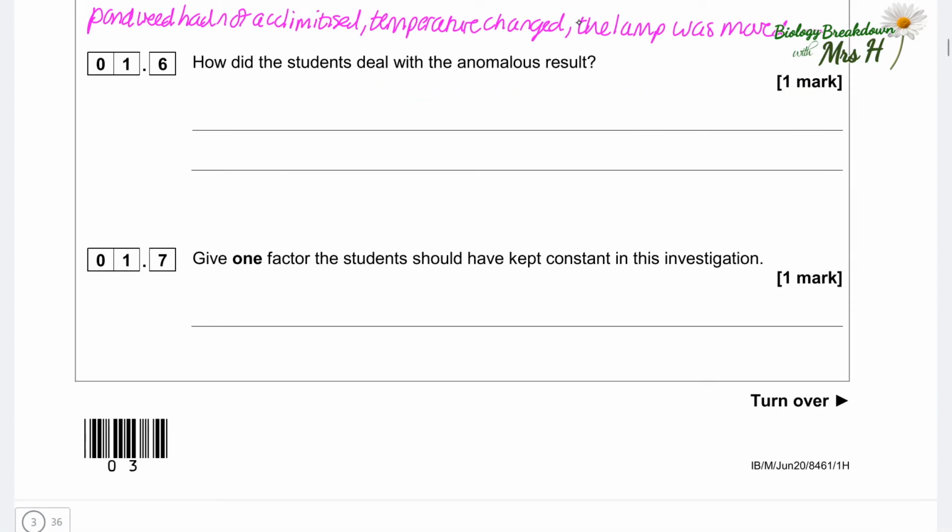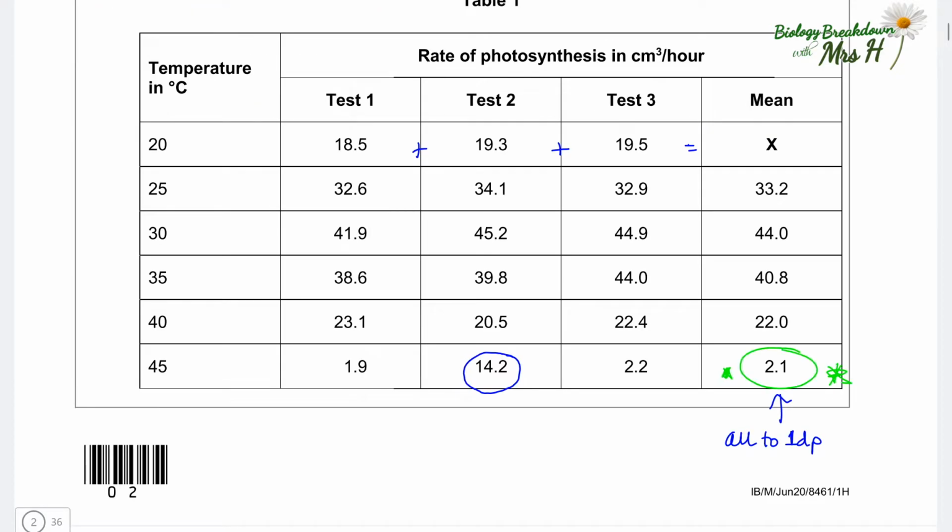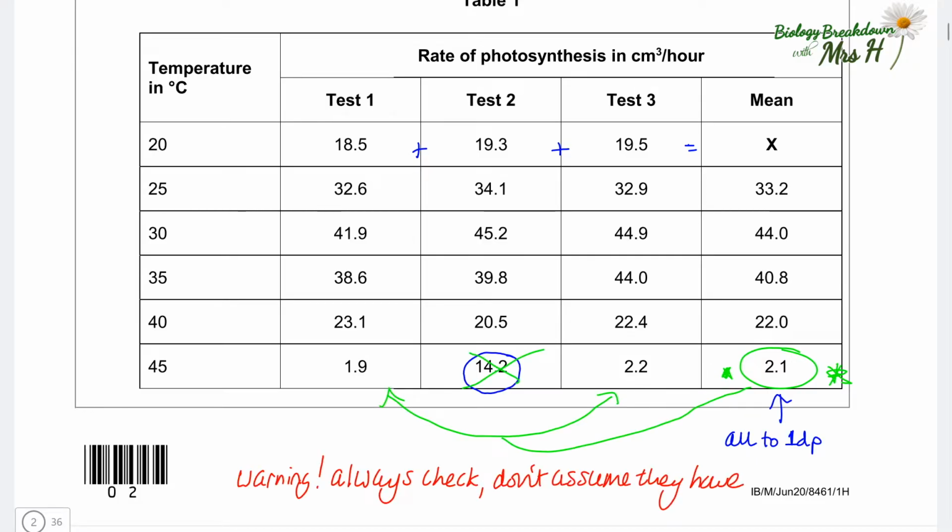How did the students deal with the anomalous result? You need to check the data, but in this case they have discarded it, which is what we'd want to do. We'd want to discard it and not use it to calculate the mean, but you've always got to check whether they did that, because there might be an exam question where they haven't actually discarded it. Pay attention to the table.